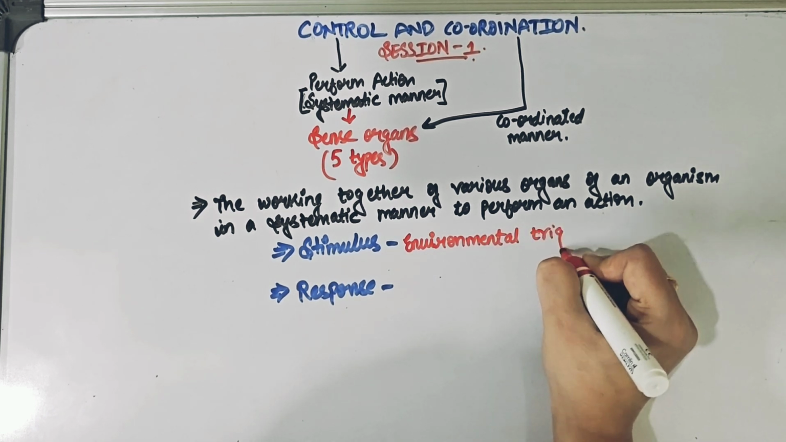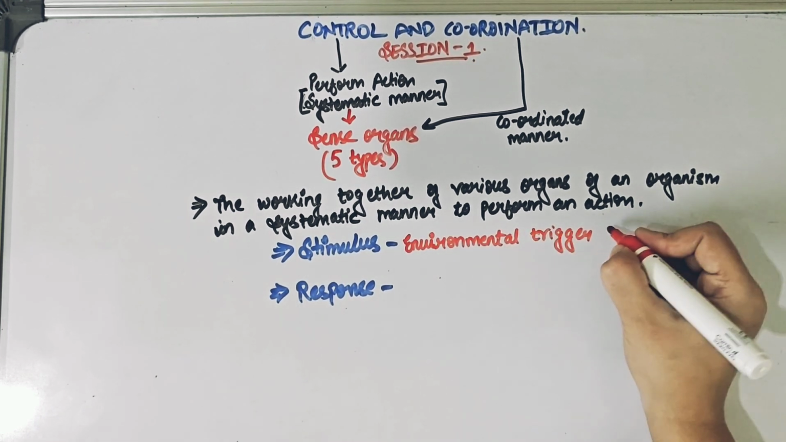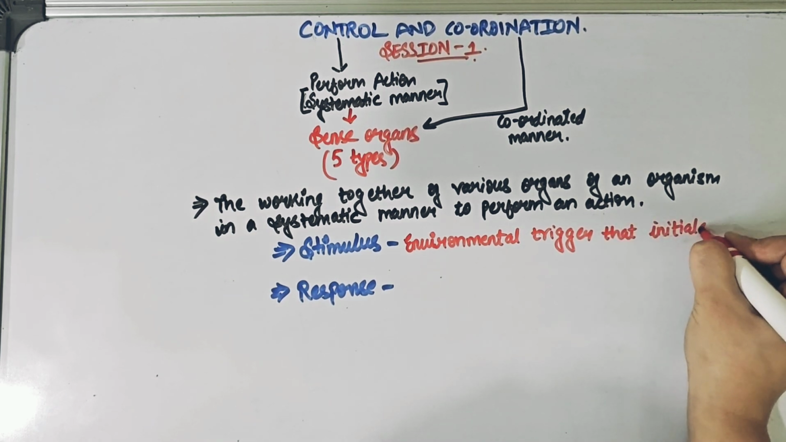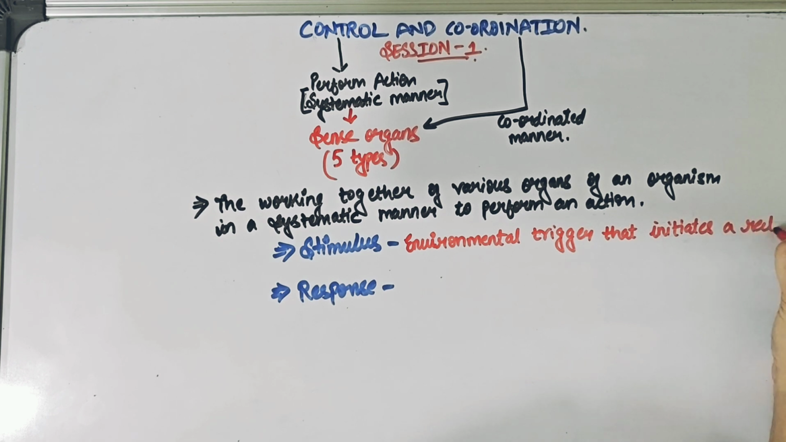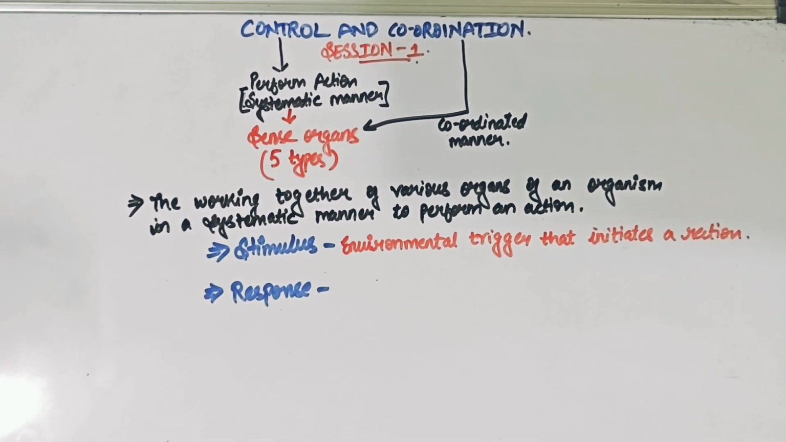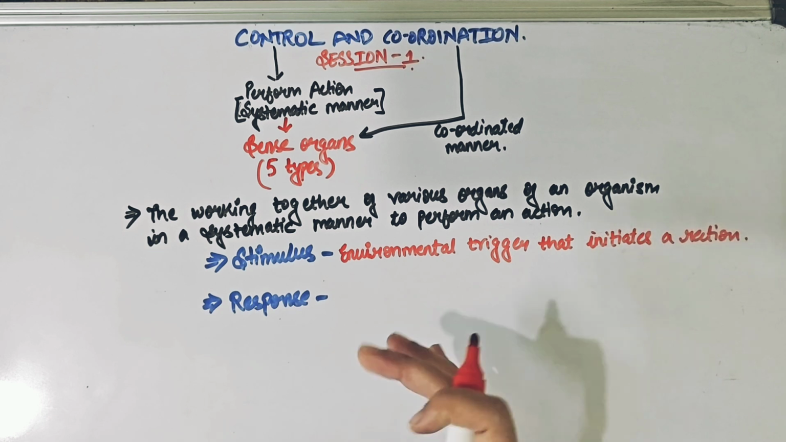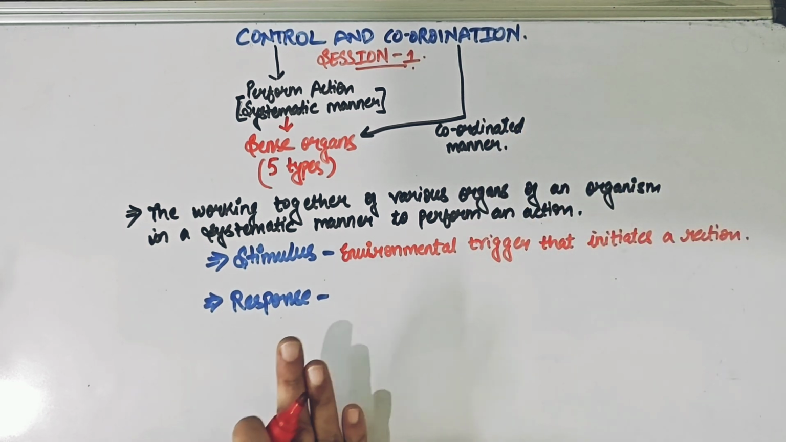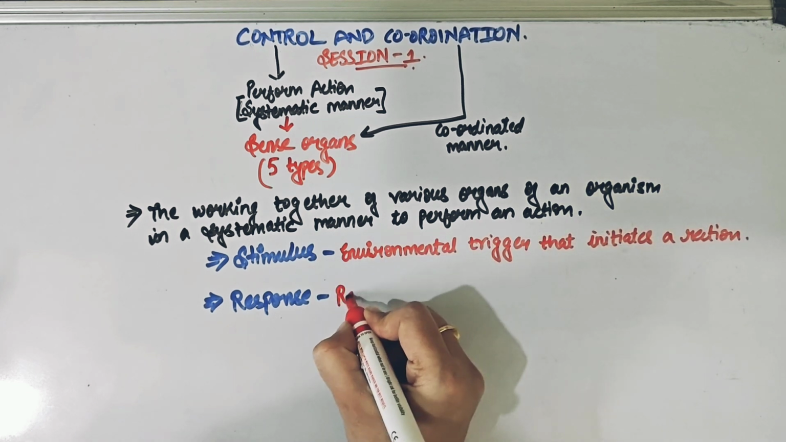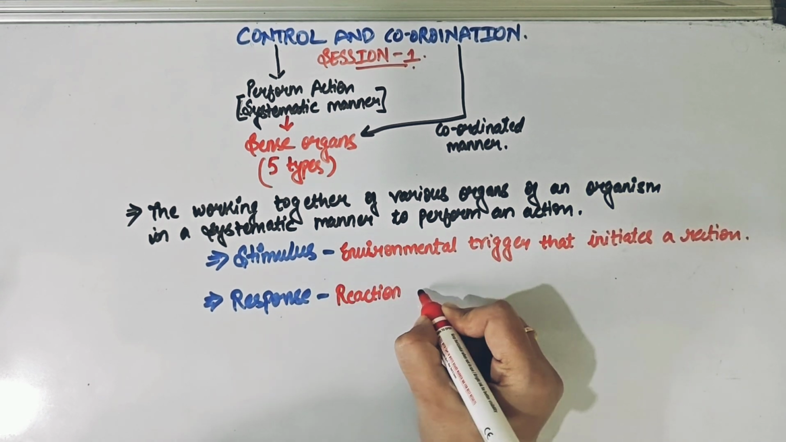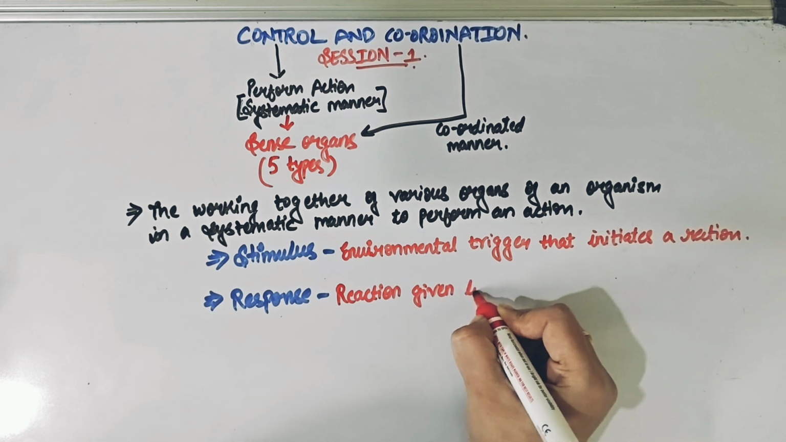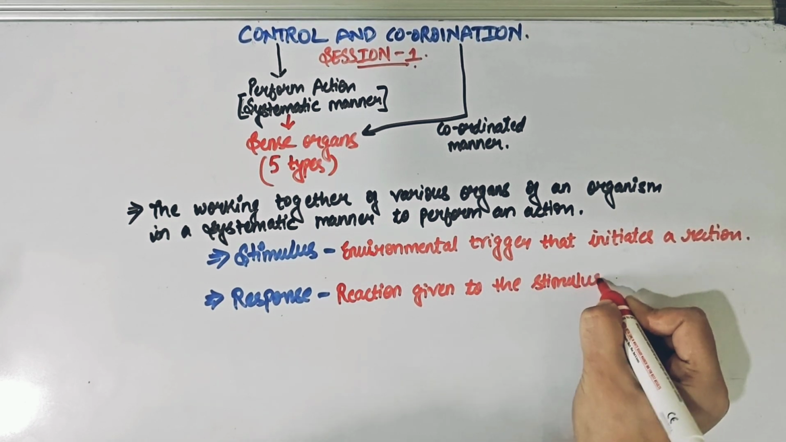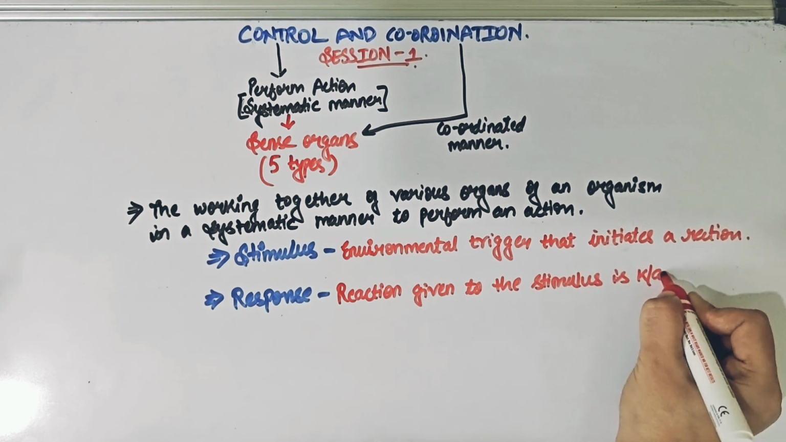So what is a stimulus? A stimulus is basically an environmental trigger that initiates a reaction. So it's an outside trigger mainly that initiates a reaction. And whatever reaction is given to the stimulus is known as what? The reaction which is given to the stimulus is known as response.